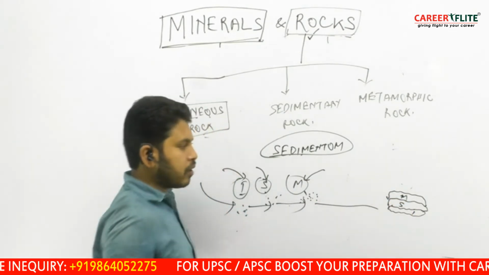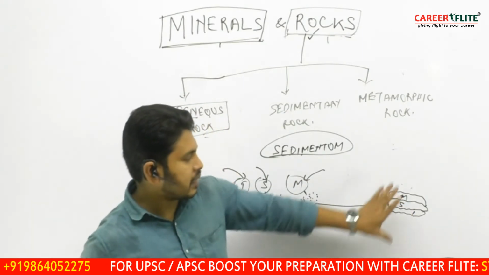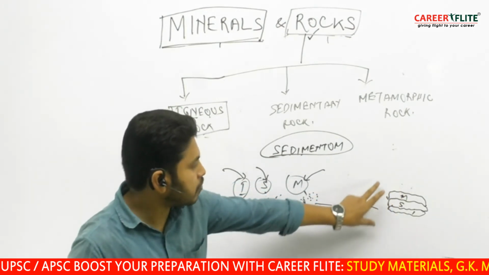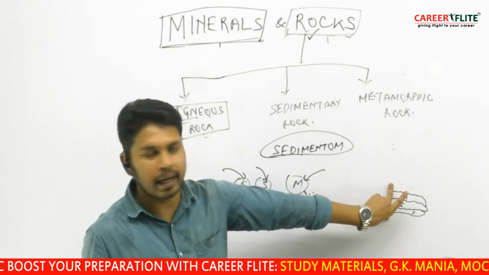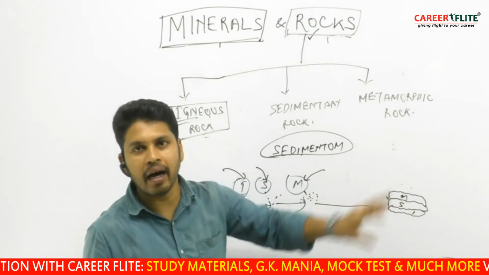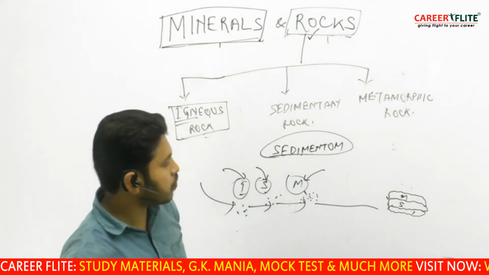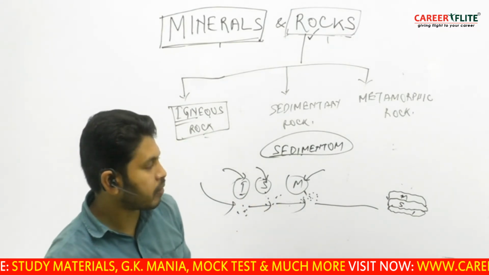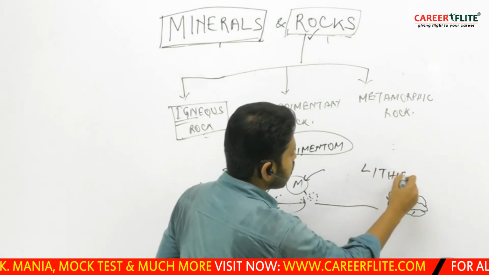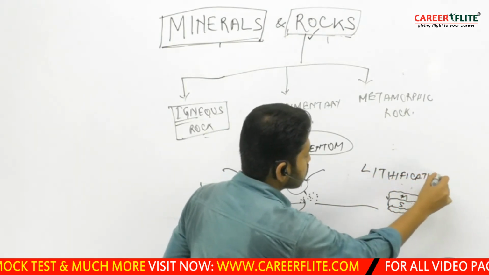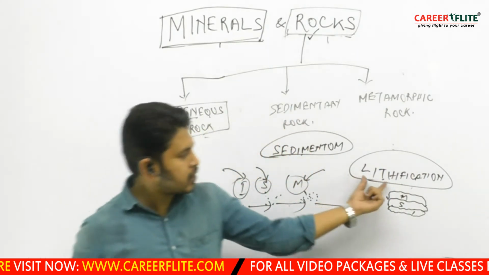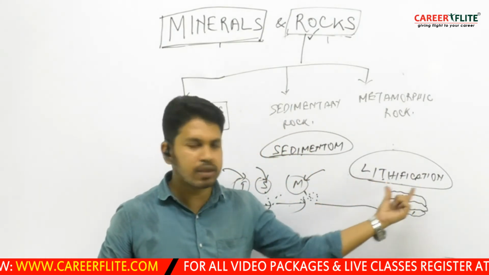Now after a long time, they will get compact. The deposited sediments will compact because of the formation of bonds among these minerals. Because of that, they will compact and form a hard rock. This process of formation of new rock from different types of rock is called lithification. Now, how does lithification take place? Lit means stone. Fication means formation of stones.